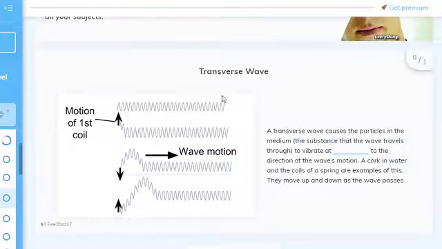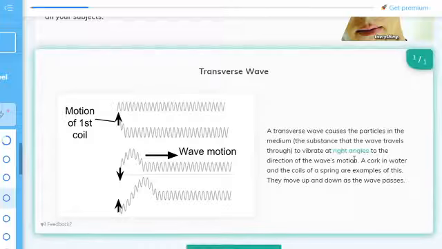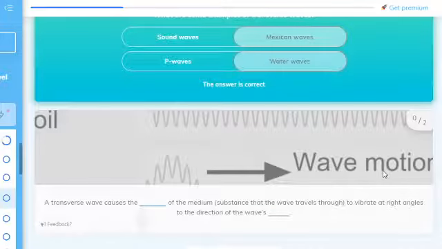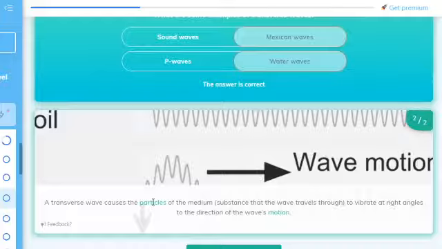Longitudinal and transverse waves. A transverse wave causes the particles in the medium, the substance that the wave travels through, to vibrate at right angles to the direction of the wave's motion. So, say the wave's going that way, the particles would go up and down at 90 degrees. What are some examples of transverse waves? Mexican waves and water waves, but they go like this. A transverse wave causes the particles of a medium to vibrate at right angles to the direction of the wave's motion, or direction of propagation as they would call it.